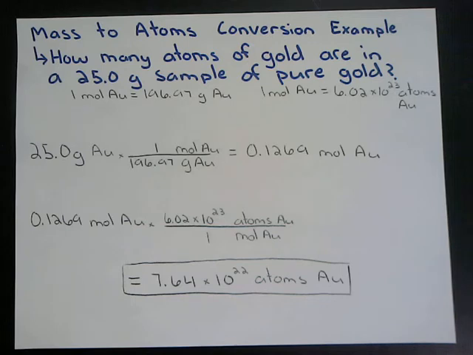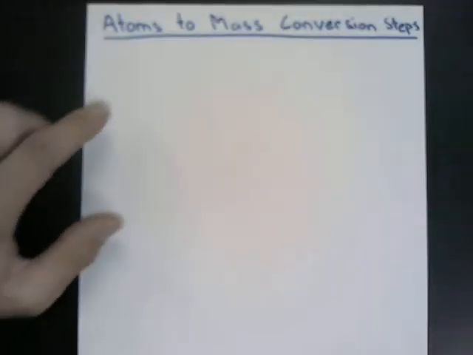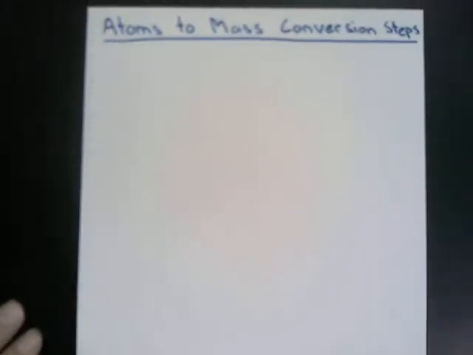All right, so we're going to do the reverse process here. We're going to go over very similar steps, but we're doing the reverse of what we just went over. This time we're going from atoms of an element to the mass of a single element. So the first step here is to simply write down the number of atoms that are given to you.